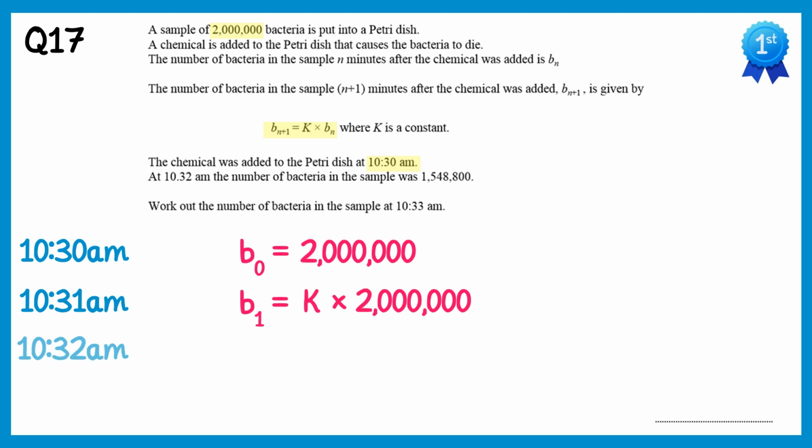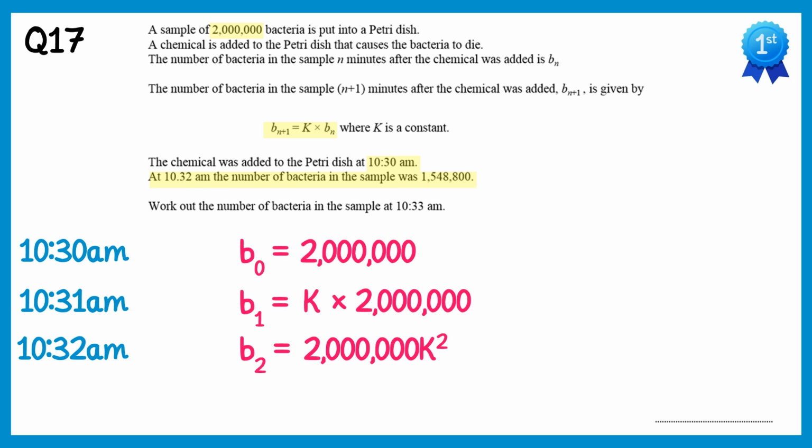But we do know B0 is 2 million. If we now move on to 10:32 am, then B2 equals k times the previous value, which was B1. But we know B1, it's k times 2 million, so we'll substitute B1 for k times 2 million. If we simplify this a little bit, k times k is k squared, so we've got 2 million k squared. Now we actually do know the value of B2, we're given this in the question as well.